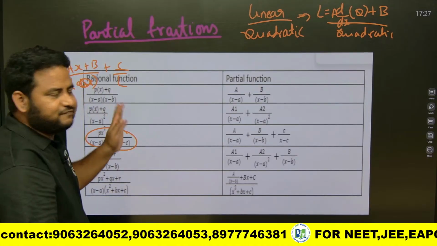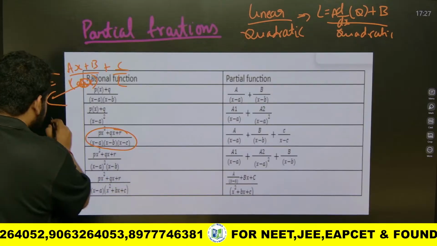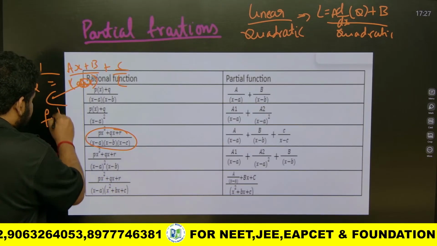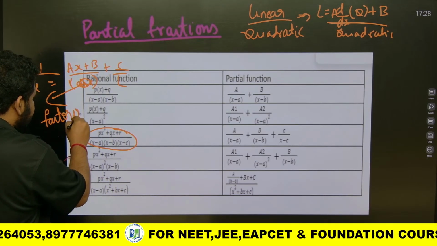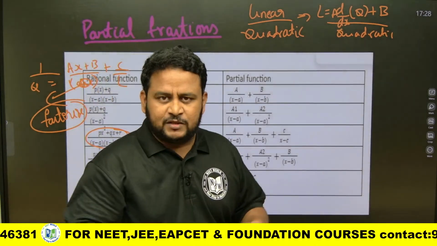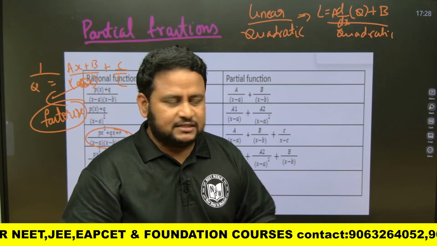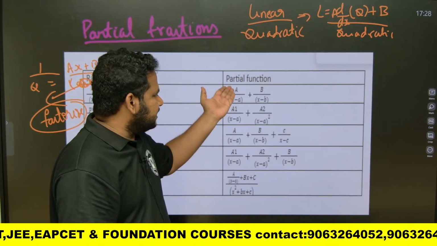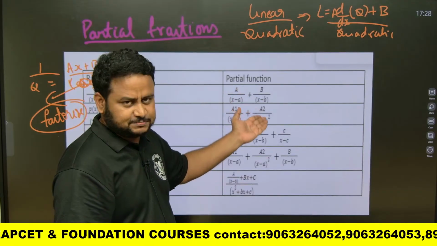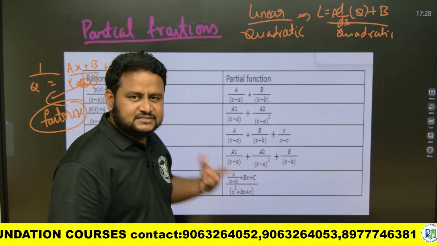So this quadratic function should be in a form where you cannot factorize it. For such a function, we will use ax plus b. If you are able to factorize, then you will get two factors, and you can use linear factors. Then it becomes the first type, a by x minus a plus b by x minus b, or in the worst case it may become the second type, okay.